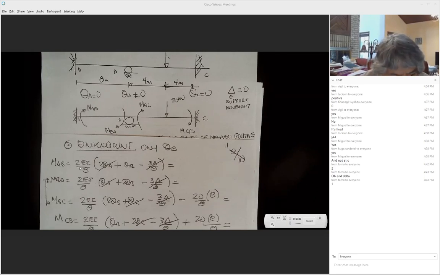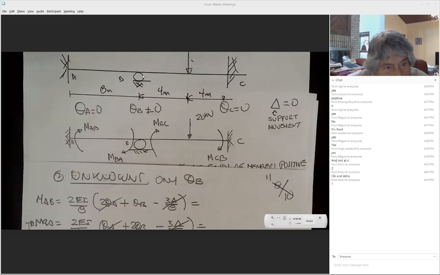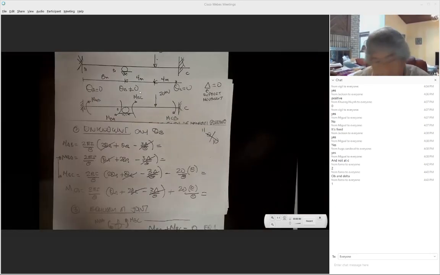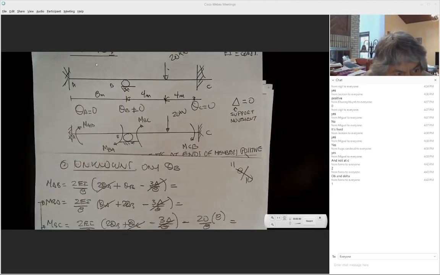Anybody? Why is there no fixed moment for this? Look, my equation: 2EI over L, 2 theta A plus theta B minus 3 delta over L, and no fixed moment. Anybody? I'll give you a bonus next semester. Come on. Okay, no bonus for anybody. The reason is that there is no load. No load in the span, no fixed moment.